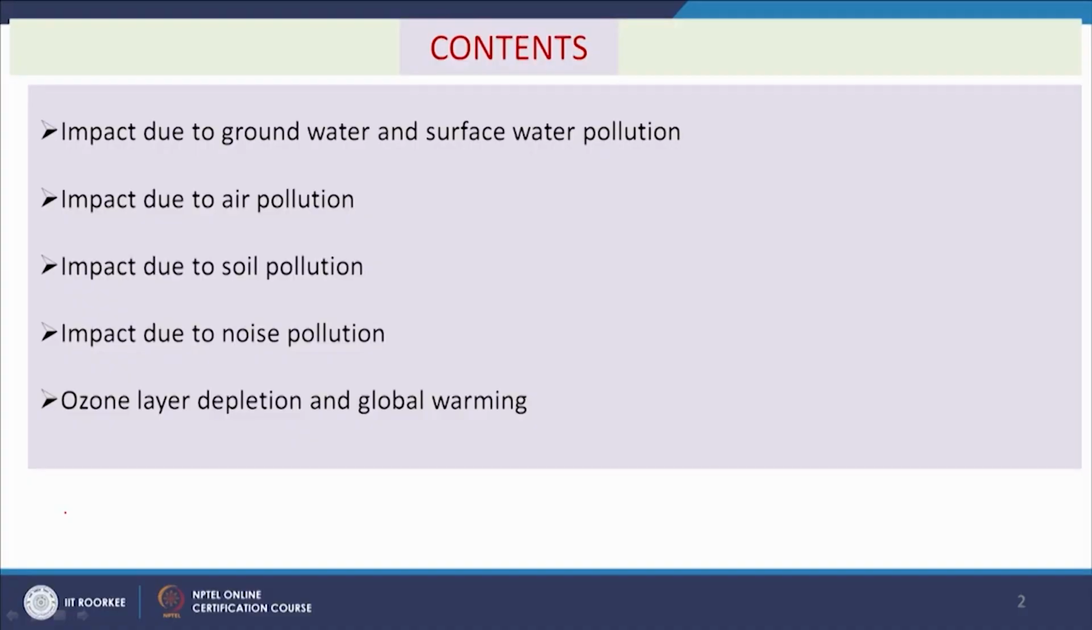The subtopics for today's discussion are impact due to groundwater and surface water pollution, impact due to air pollution, impact due to soil pollution, impact due to noise pollution, and also ozone layer depletion and global warming. First we will see how the water pollutants impact the human body as well as the environment.